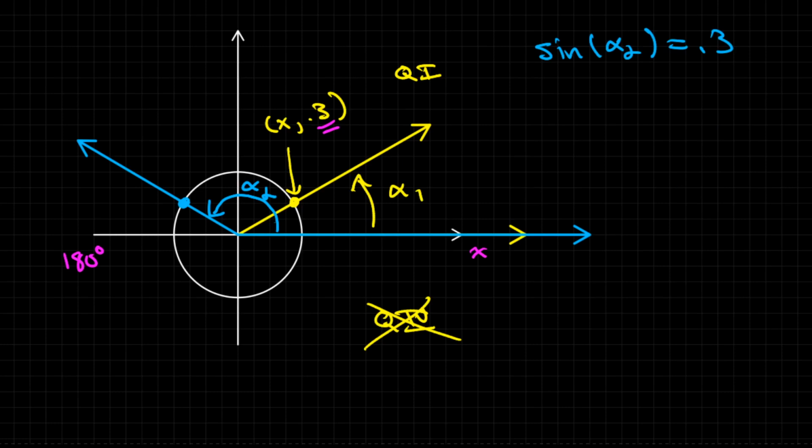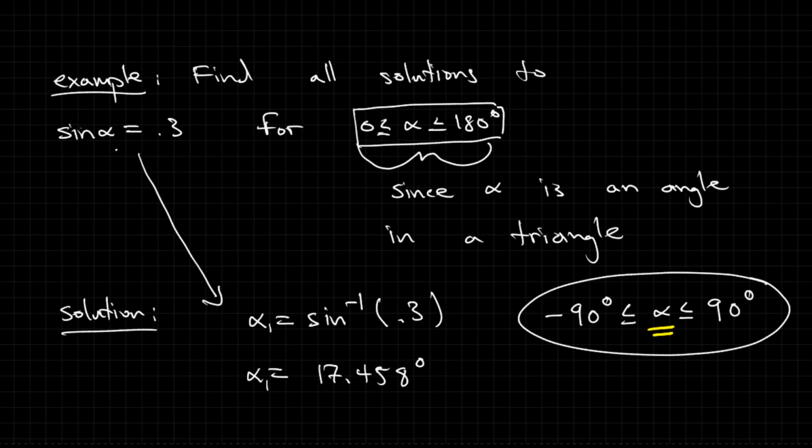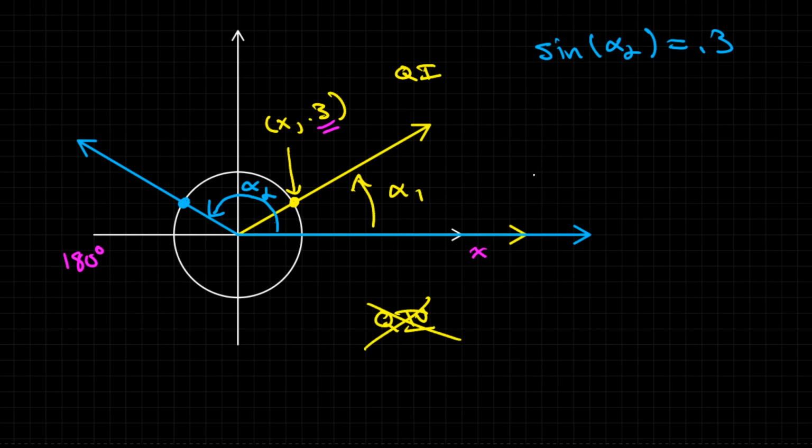So let's recap so far. We wanted to find all the solutions of sine of alpha equals 0.3, but our alpha needs to be between 0 and 180 degrees. We used the inverse trigonometric function, sine inverse, in order to find one solution, and that solution was in quadrant 1. However, there's this other solution, alpha 2, which is in quadrant 2, which also has a sine value of 0.3. Now, what is alpha 2?